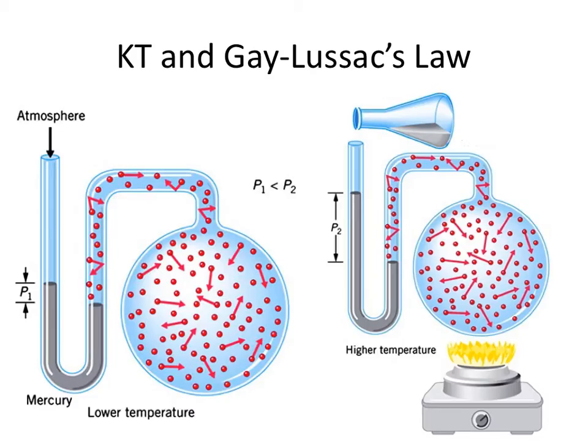Next is kinetic theory and Gay-Lussac's law. So we have a mercury barometer, or manometer, where we see gases in this container, and we can measure the change in pressure based off of how the U-shaped curve changes. So, if we have these gases in a container, and we heat it, what's going to happen is they're going to collide more and push down on this, causing an increase in pressure.